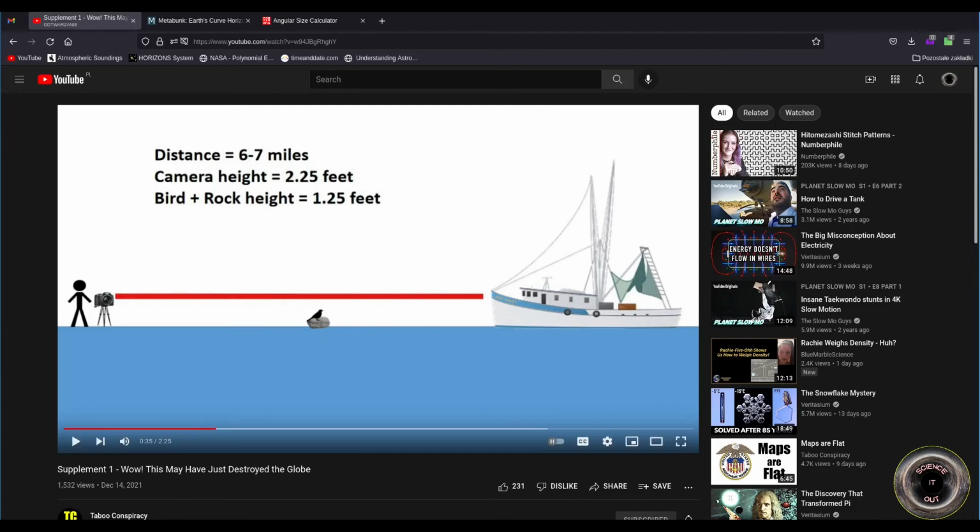So if the camera was above the bird and the rock, no, it wouldn't. So I agree with him here.